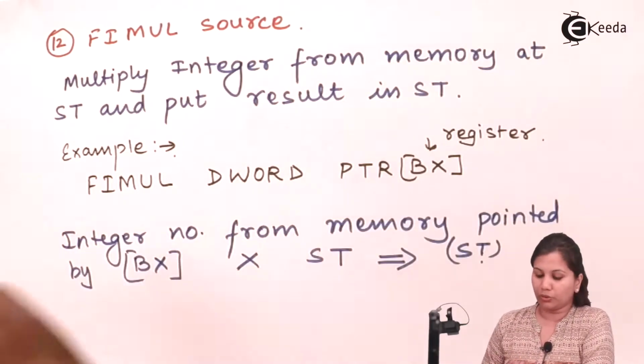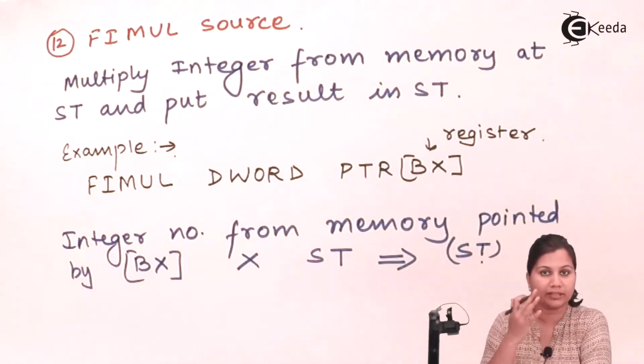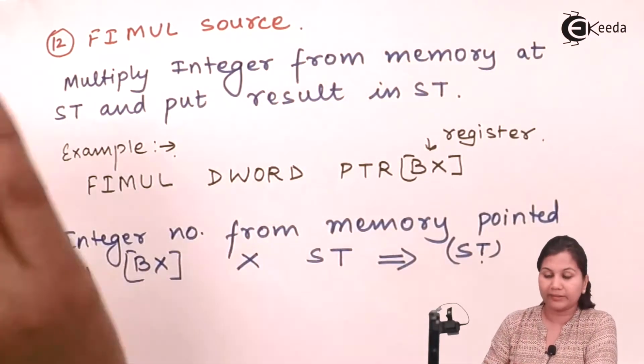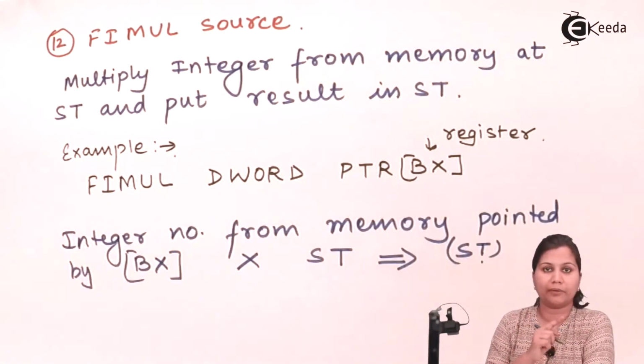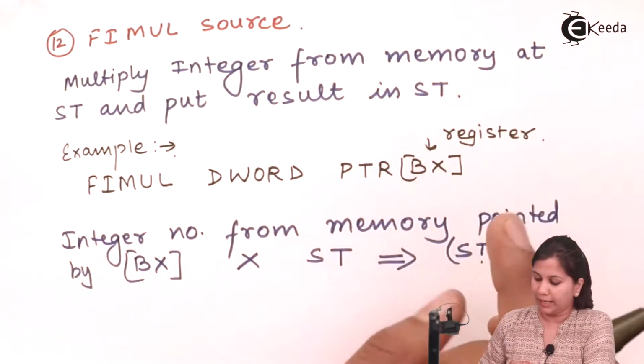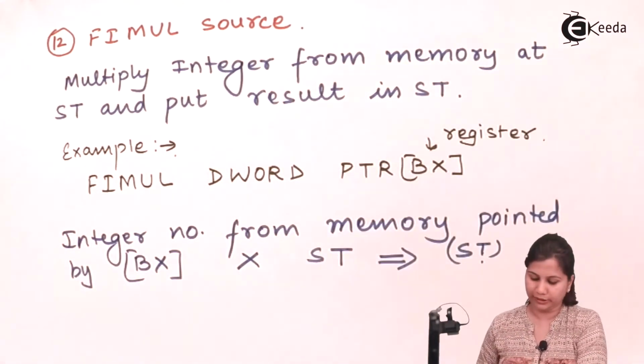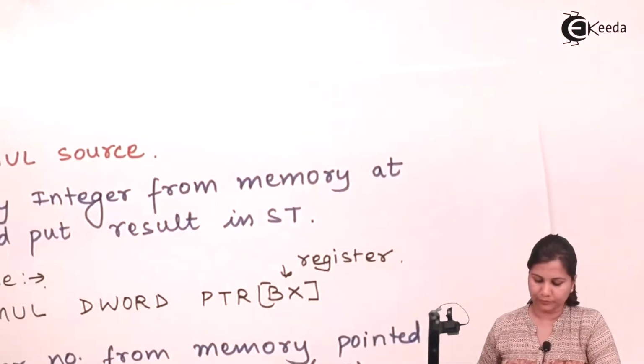Okay, so in the earlier instructions, the numbers were in the source and the destination, but now in this instruction, one of the operands is from the memory, and that memory will be pointed to by some register. So these were the instructions for the multiplication operation. Now comes the division operation.